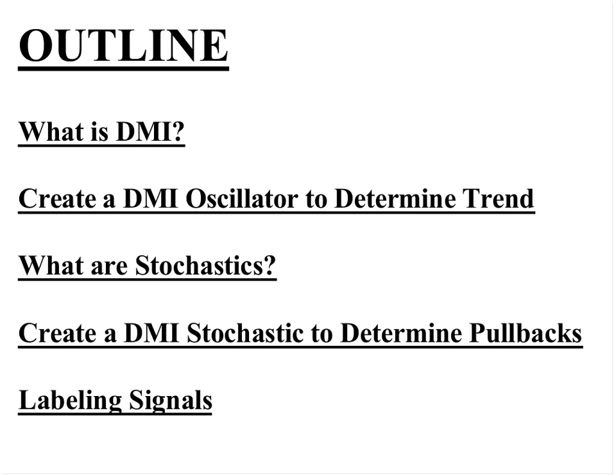We're going to talk about what is DMI. We're going to create a DMI oscillator to determine trend. Okay, and that covers the DMI part of the whole thing. Remember, DMI Stochastics. Then we have to cover the stochastics part of this, and we're going to combine this to create a DMI stochastic to determine the pullbacks.